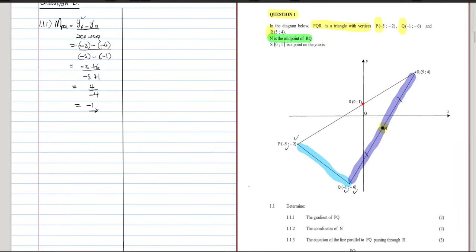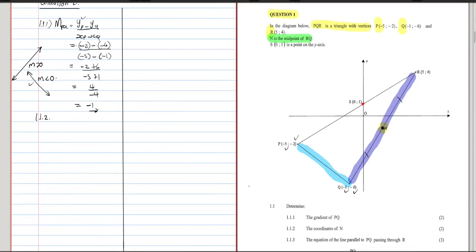Now, what you should keep in mind is that a line that is tilted like this will always have a positive gradient. A line that is tilted like this will give a negative gradient. Hence, the blue line is tilted like the second one, so that is why we have a negative gradient. Next question, 1.1.2.